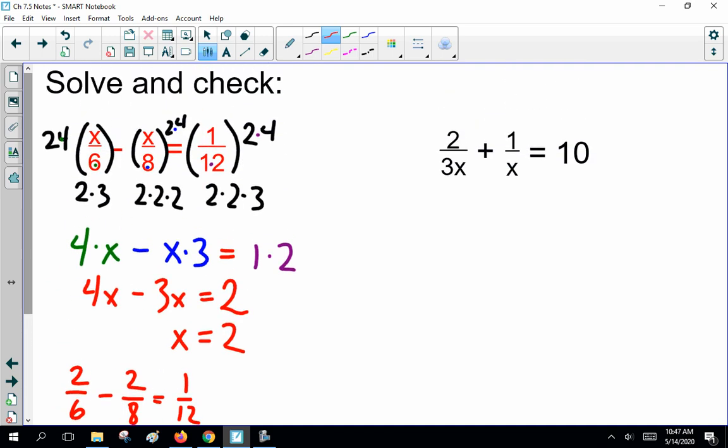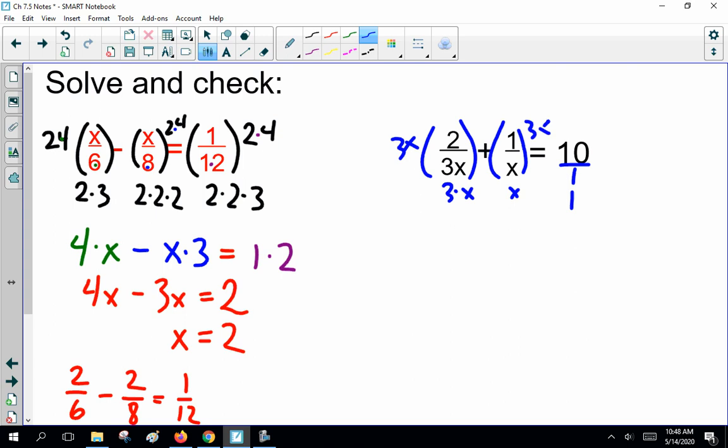So finding the common denominator and multiplying everything by that helps. So let's look at the next one. This is 3 times x, this is x, and this is 10 over 1. So what's my lowest common multiple, or my lowest common denominator? It is 3x. So everything gets multiplied by 3x.